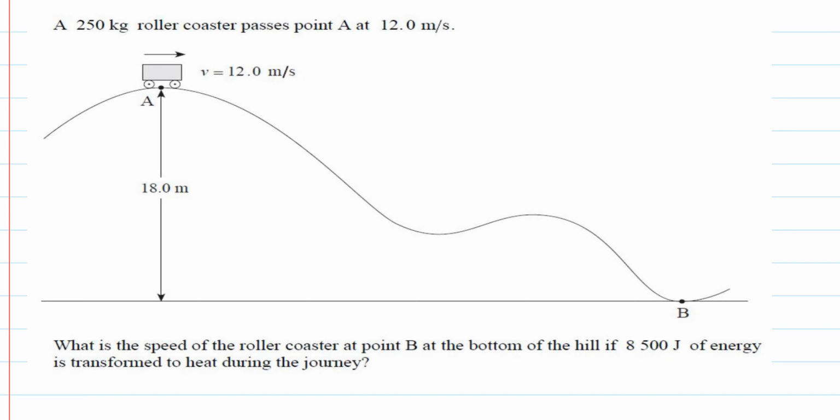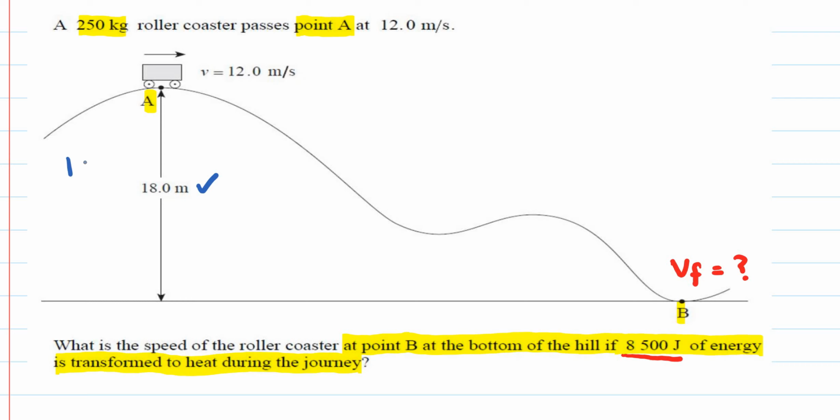Here's another similar roller coaster problem. We have a mass of 250 kilograms for the coaster, which starts at point A and finishes at point B. The question is: what is the speed of the roller coaster at point B at the bottom of the hill if 8,500 joules of energy is transformed to heat during this journey? We want to find our final speed, and we're also given the amount of heat energy produced. At the beginning, I noticed that we have a height here.